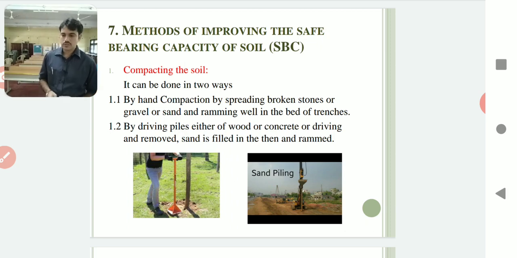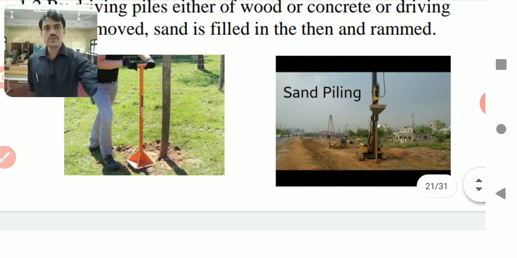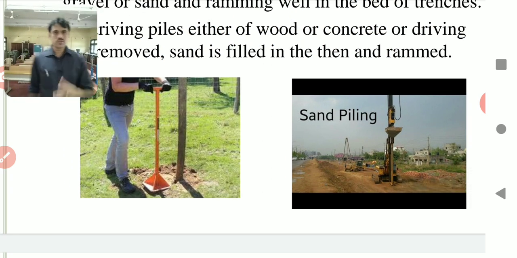What we do is, in the first sketch you can observe here, we will zoom it once again. You can observe here what he is doing by using a rammer. So rammer means pounding from above, we do it like this.